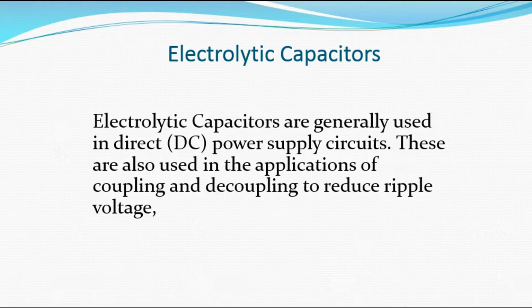So electrolytic capacitors are generally used in direct current, because DC stands for direct current. Generally, electrolytic capacitors are used in direct current power supply signals. And direct current means DC voltage. DC voltage simply means that the voltage or the current goes in one way, just like that.